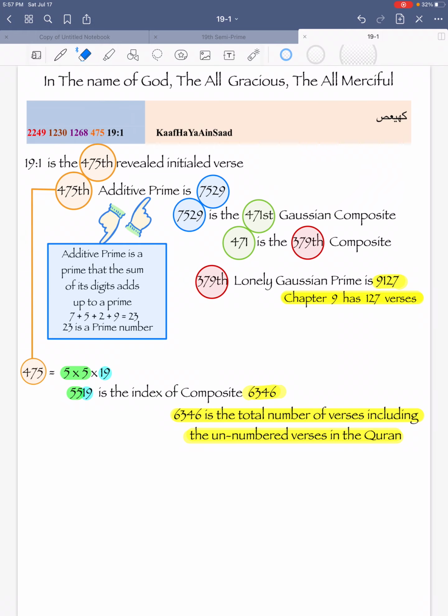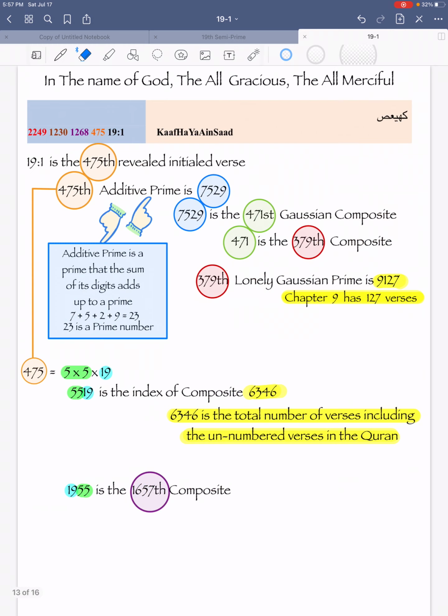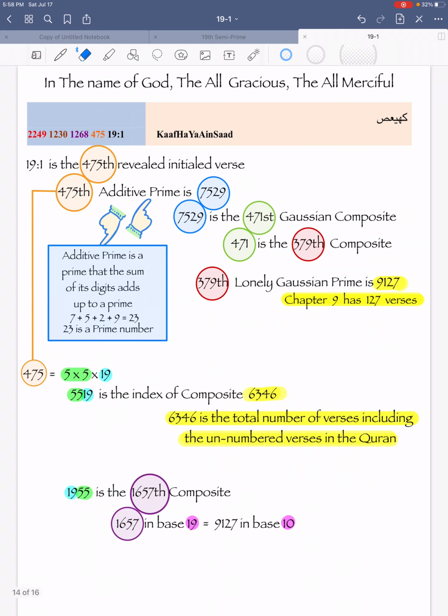Well, what's going to happen if we flip the 5519 and we put the 19 on the front? We get 1955, and 1955 is the 1,657th composite. And 1657 in base 19 is equal to 9127 in base 10. See, we have 2 bases here, base 19 and base 10. Well, what is that telling us here?